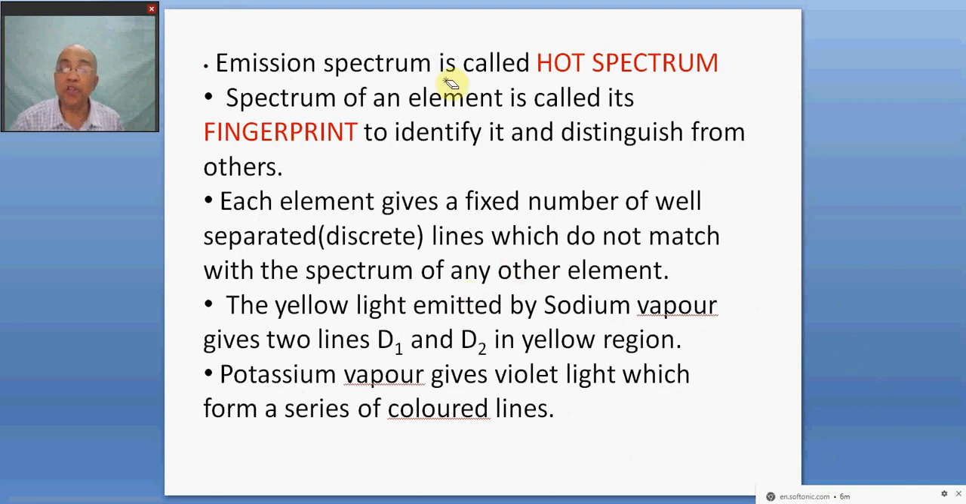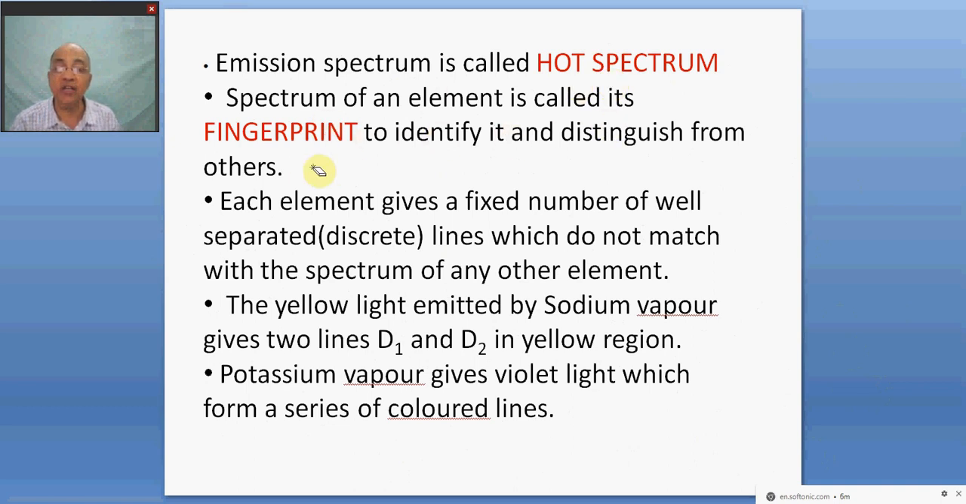So emission spectrum is otherwise called the hot spectrum because the spectrum is taken when the element is hot. That means when it is subjected to energy. It is first absorbing energy, then it is emitting energy, and we are taking the photograph while it is emitting radiation. So in the hot stage we are taking the spectrum. That is why emission spectrum is often called the hot spectrum of an element.